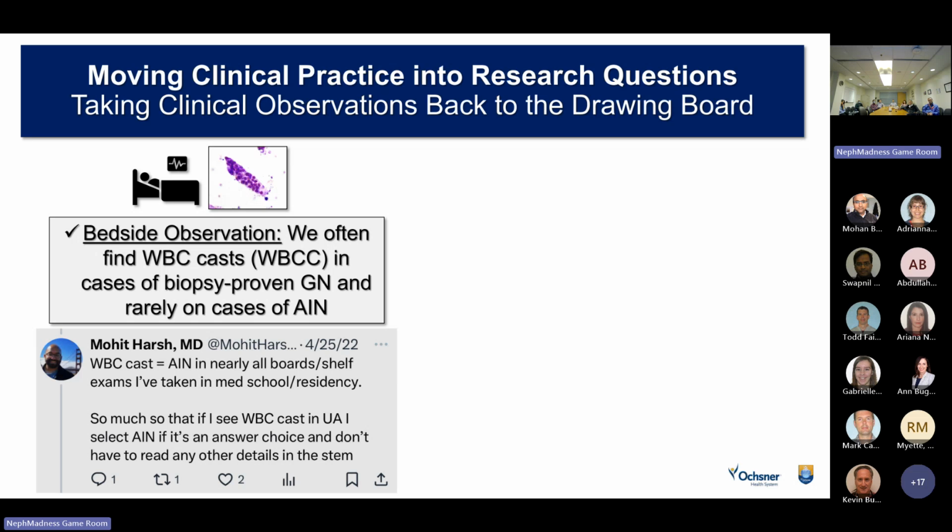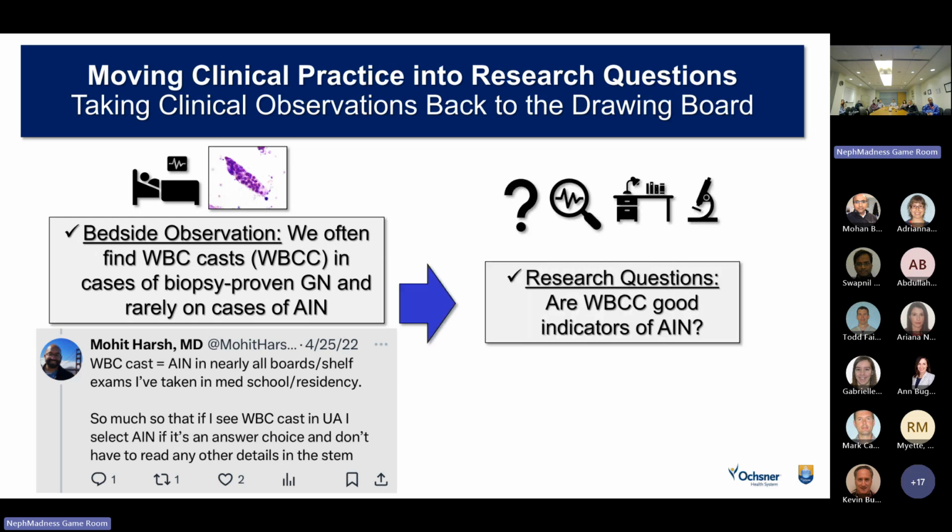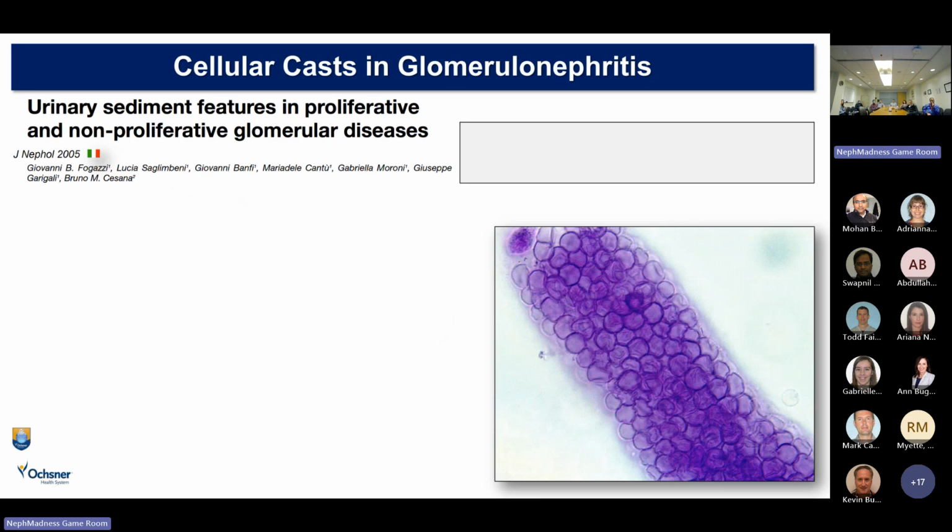They have taught us for years that WBC casts equal AIN. And it's interesting, you read the Fogazzi textbook of urine microscopy, and he does mention that you may see it in crescentic GNs, and we have the same observation, so we wanted to really test this question. All right, so before I show you our data, we look at the literature, and it's interesting how some evidence of this discrepancy was already in the literature and not being caught.